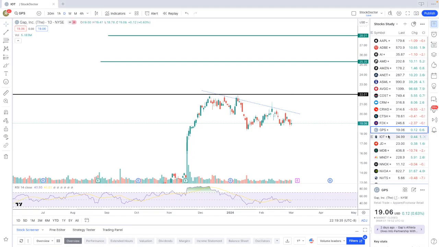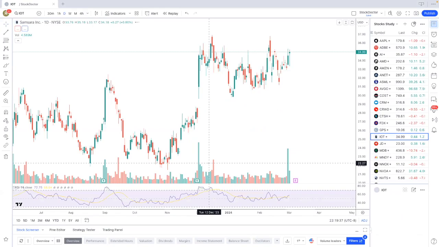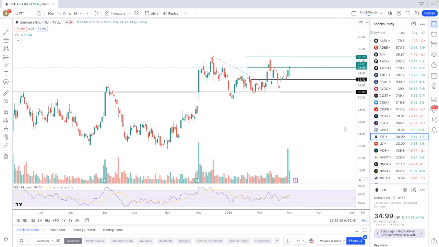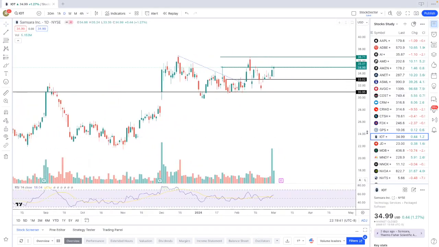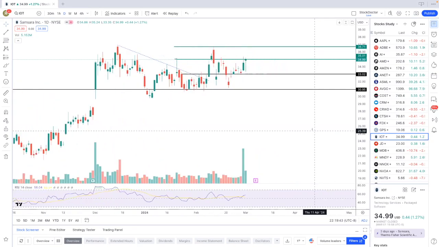The next stock we have is IoT. For IoT, you can see here IoT has a very good support area between 33 and 31. This is the important support area. It achieved the first target of 35 and the next target is 37. And if it manages to cross and sustain above 37, then you are going to see new highs in coming sessions.